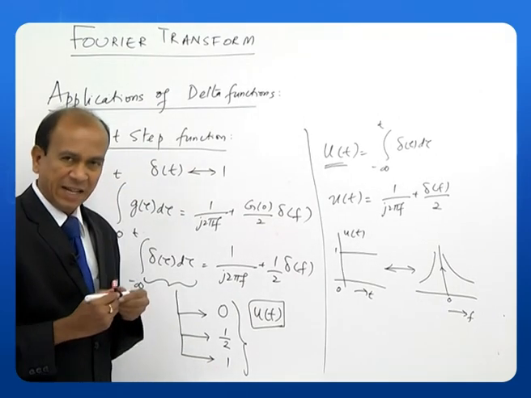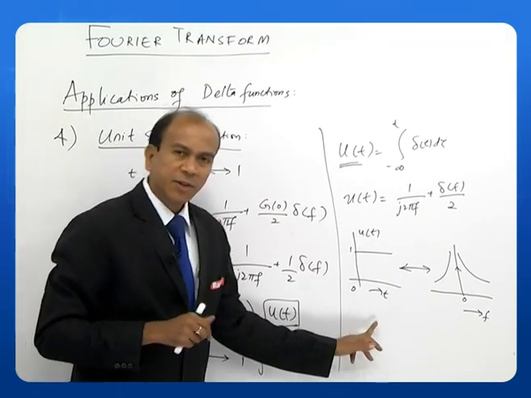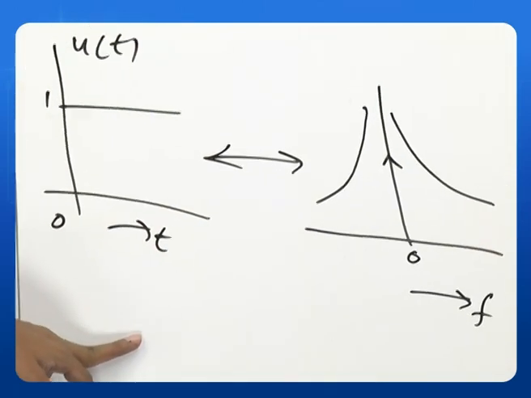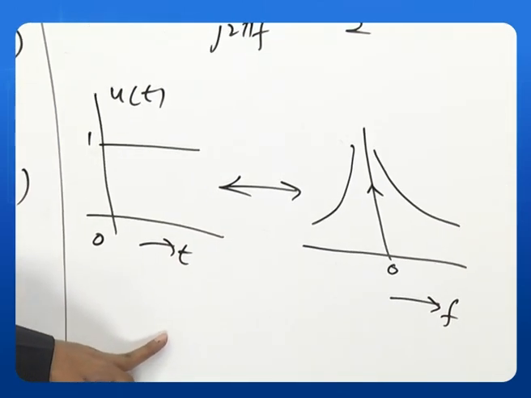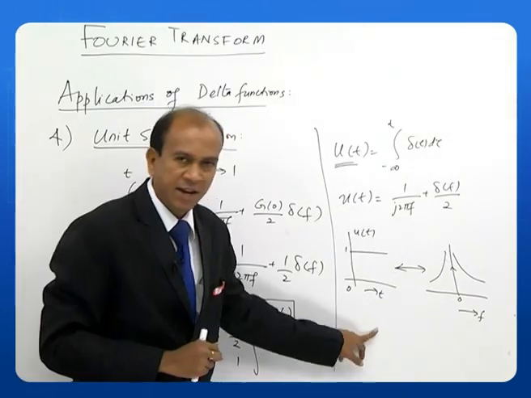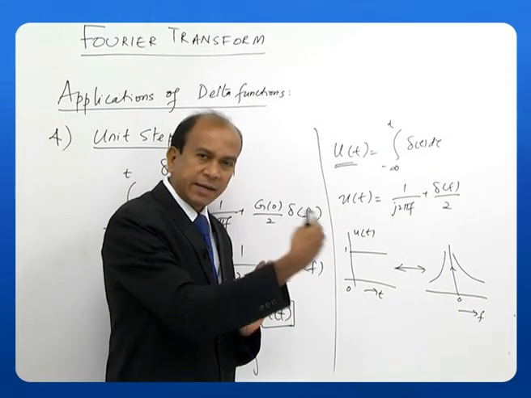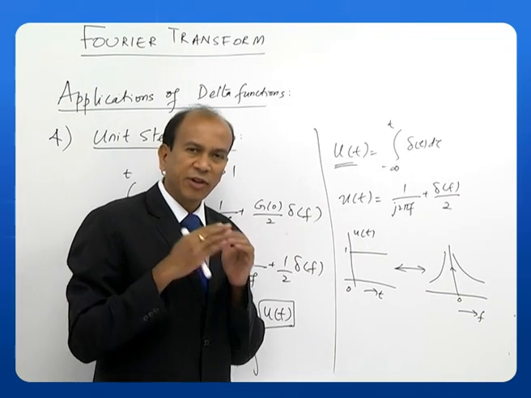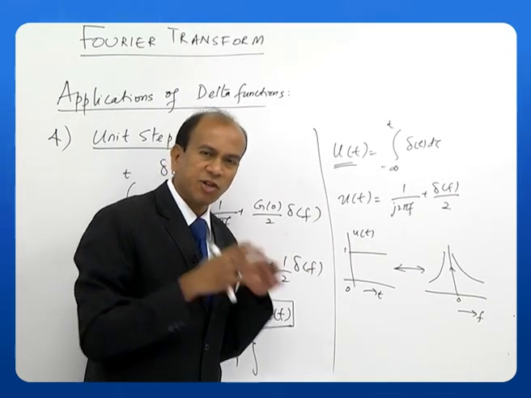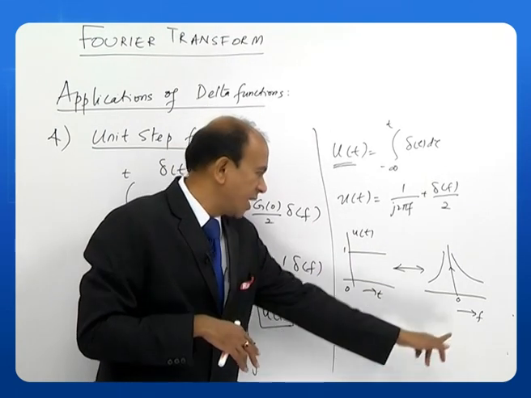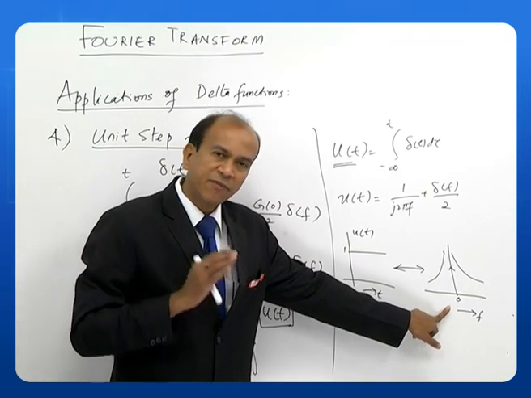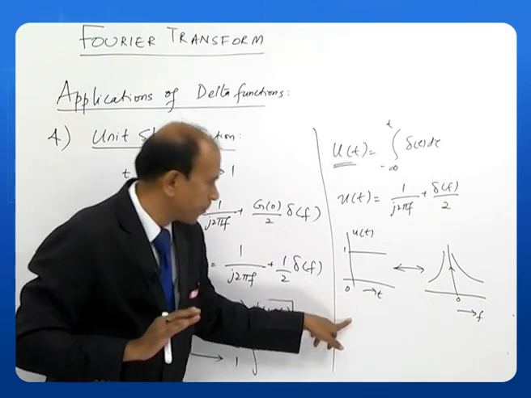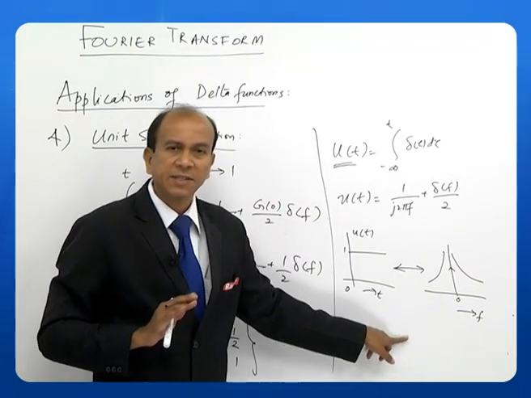So, if you look at this clearly, the unit step function will have a delta function existing at f is equal to 0. That is the importance of a unit step function here. Whenever you take a frequency domain representation of the unit step function, in the Fourier transform it will invariably have a delta function at 0. So, this is the unit step function significance.